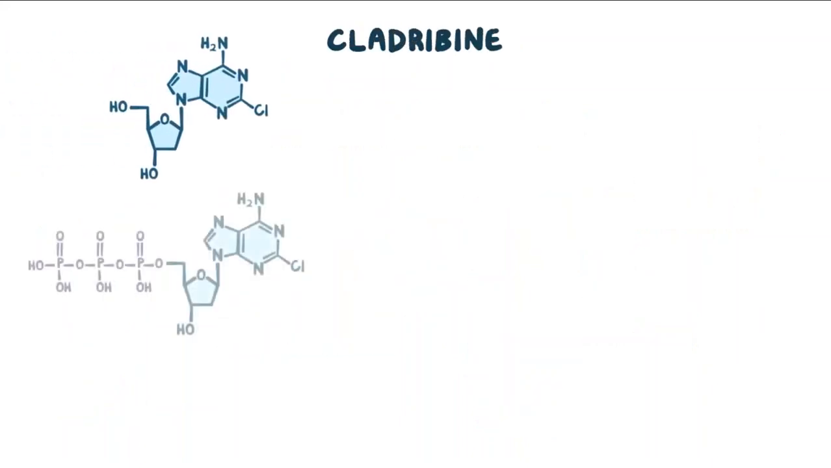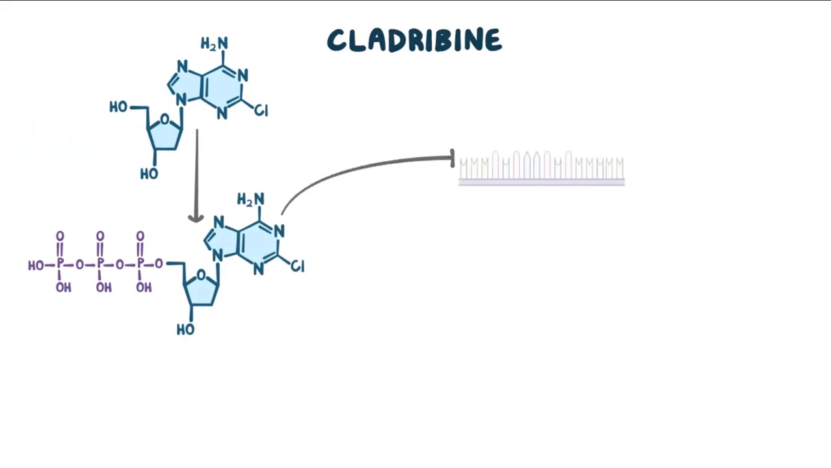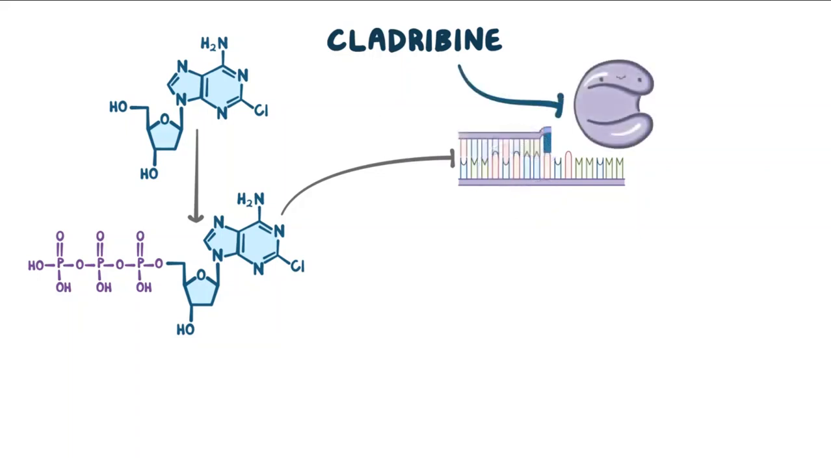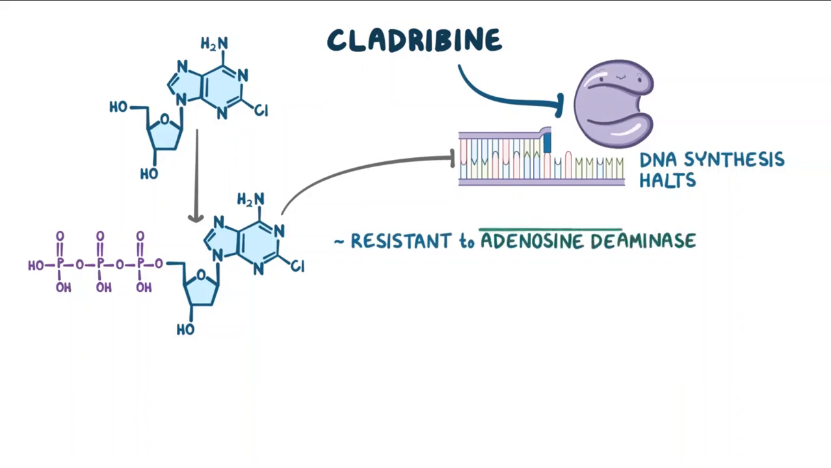Now, cladribine is another purine analog which can inhibit DNA proliferation through various mechanisms. Cladribine gets phosphorylated to a triphosphate form which can be incorporated into newly synthesized DNA strands. Cladribine can also inhibit DNA polymerase, the key enzyme of DNA replication. Either way, DNA synthesis comes to a halt. Cladribine is also resistant to adenosine deaminase, which is the enzyme that normally degrades purines, so it can reach very high levels inside the cells, decreasing the de novo purine synthesis.